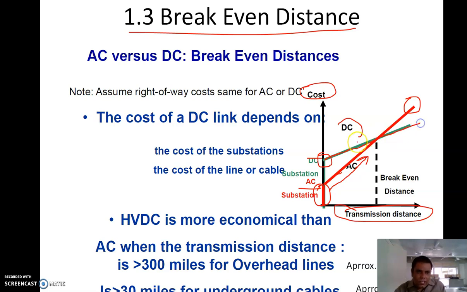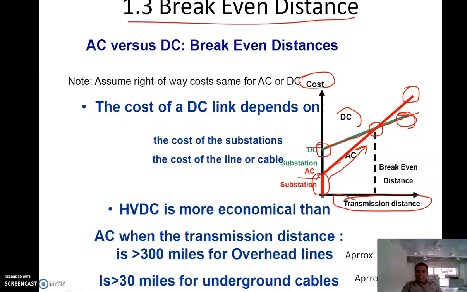Okay, so there is a transmission distance above which the DC system performs better; it costs less as compared to the AC system. This distance is called the break-even distance. So what is this distance? It is approximately 500 kilometers for overhead lines.